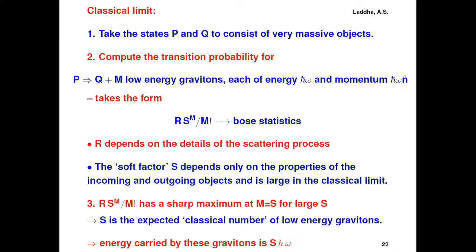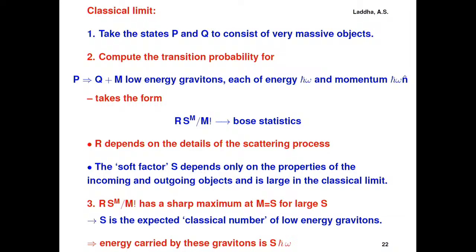This means that even though quantum mechanics allows the production of any number of gravitons, 0, 1, 2, 3, etc., the probability actually peaks around a certain value, and that value is what we normally identify as a classical number, because it is saying that in the classical limit the probability is sharpened. So from the classical perspective, if you have a collision like this, only a certain number of gravitons are emitted. Most of the time the number of gravitons emitted is S. Once in a while it is a little less than S, once in a while it is a little larger than S, but most of the time it is S. This is what we call the classical number.